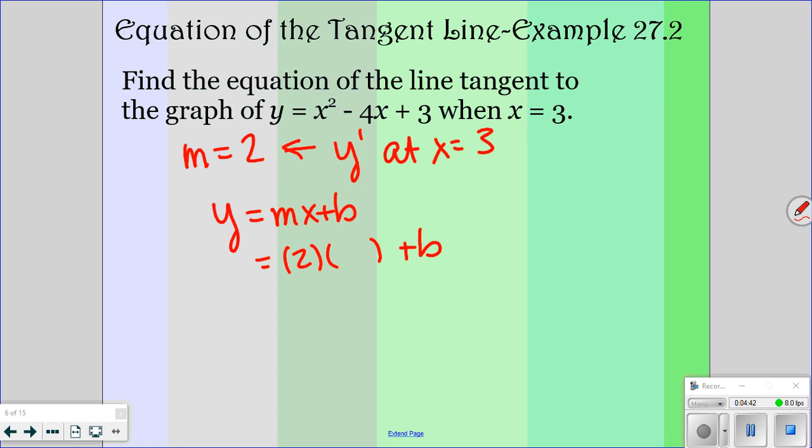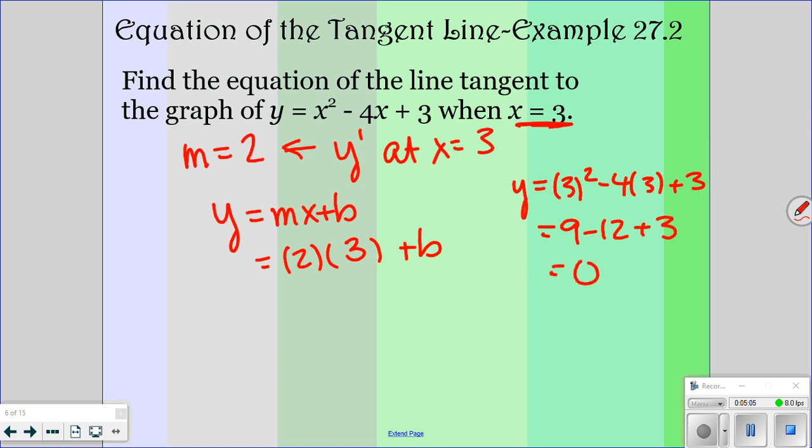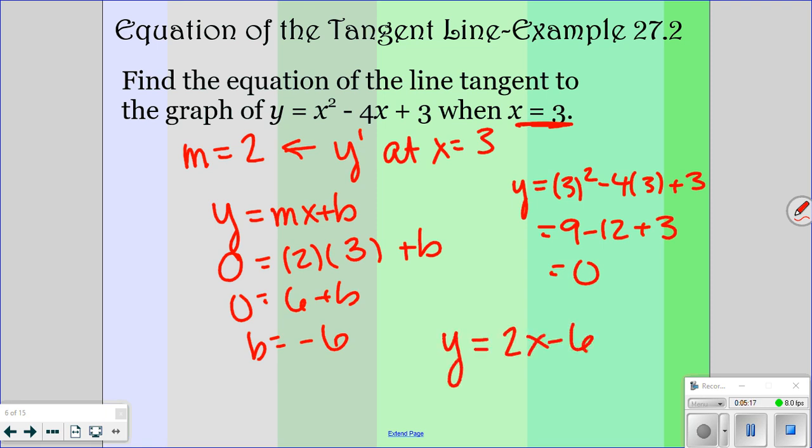So we're going to need to figure out our x value. They told us it was 3. And our y value. So the way you find your y value is just to plug in to this equation. So if you plug it in, you get 9 minus 12 plus 3. So your y value equals 0. So 0 equals 6 plus b. So b is going to be negative 6. So your equation for your tangent line is going to be y equals 2x minus 6.